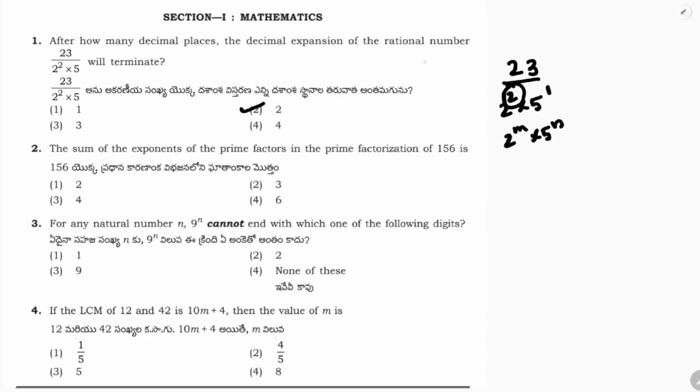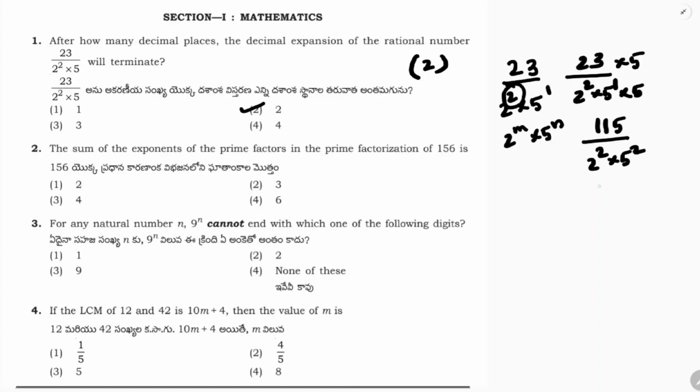If you want, you can divide and check. 23 by 2 power 2 into 5, multiply by 5 on top and bottom: 23 into 5 is 115 by 2 square into 5 square. So 115 by 10 square, which is 115 by 100, so 1.15. In this way, you just need to see the highest power.